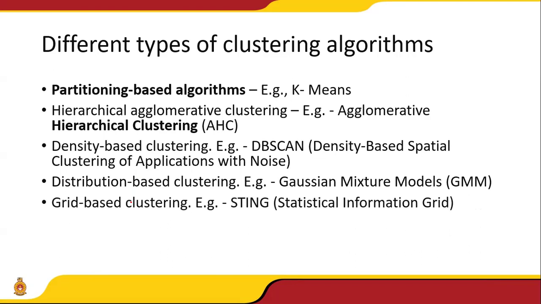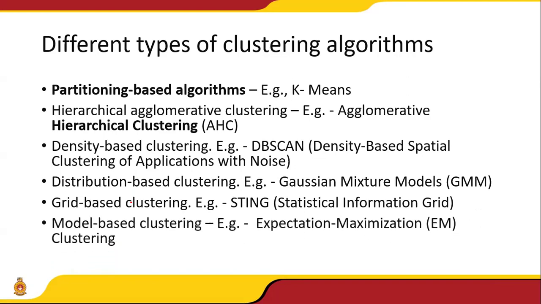Grid based clustering we have, and we have a lot of algorithms like model based algorithms, right? So it's all about the number of types we have. Under any given type, there are a lot of algorithms too. These are the types: partitioning based, hierarchical clustering, density based clustering. All of these are different kinds of types. Each type contains multiple algorithms.